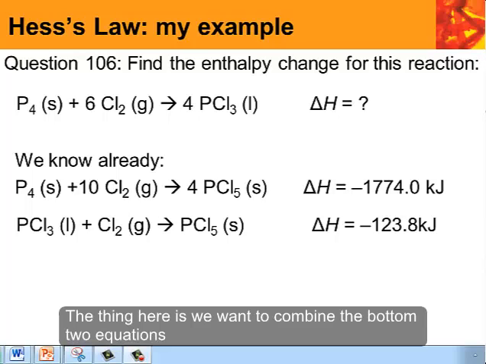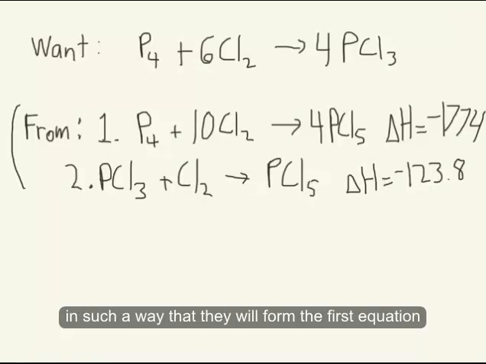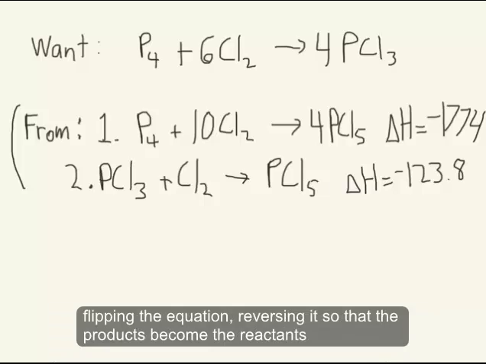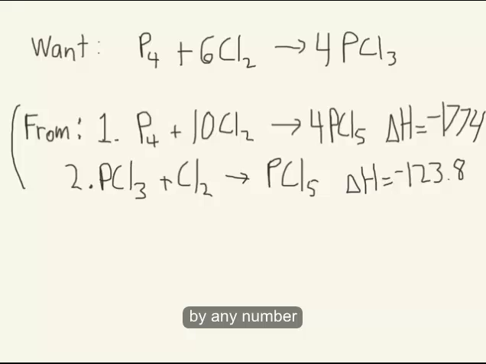The thing here is we want to combine the bottom two equations in such a way that they will form the first equation. We can modify, well, not really change, but just write differently either of the bottom two equations by, one, flipping the equation, reversing it so that the products become the reactants, or two, multiplying the entire equation by any number.